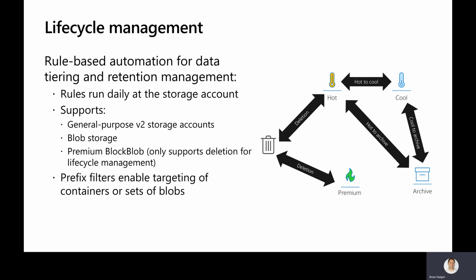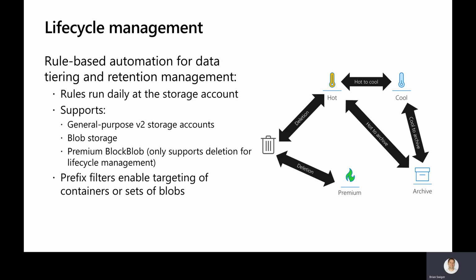Speaking of moving through tiers, you need to understand lifecycle management. This is a way to essentially move through those tiers, and it's a rule-based automation. So think of data that hasn't been accessed in 60 days. We want to move that to cool storage, for instance. That would be a rule that we could actually apply to the storage account through a policy.